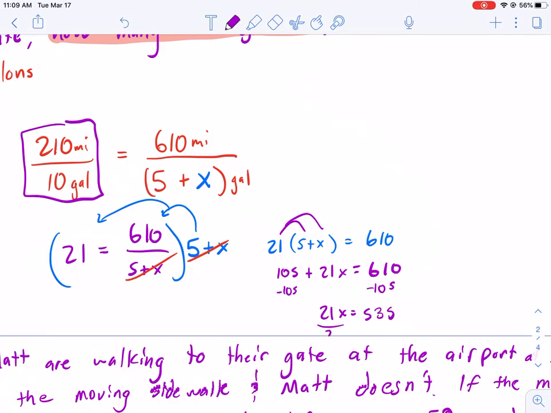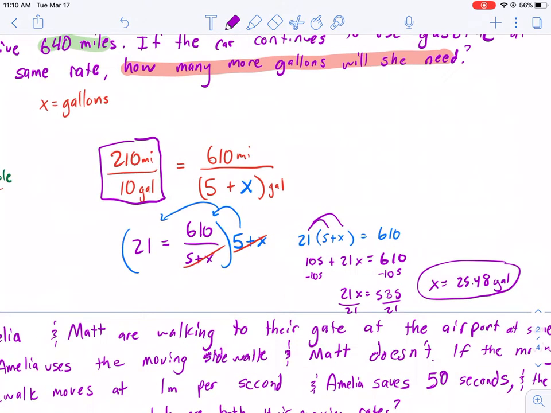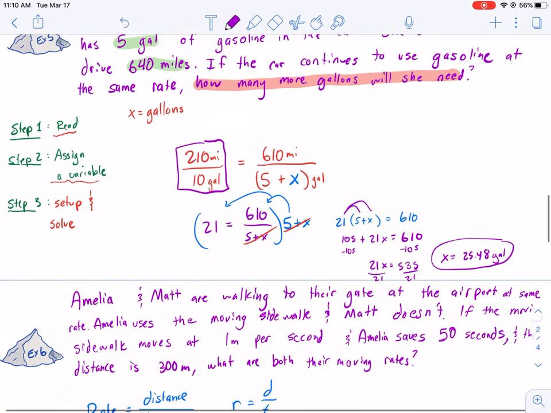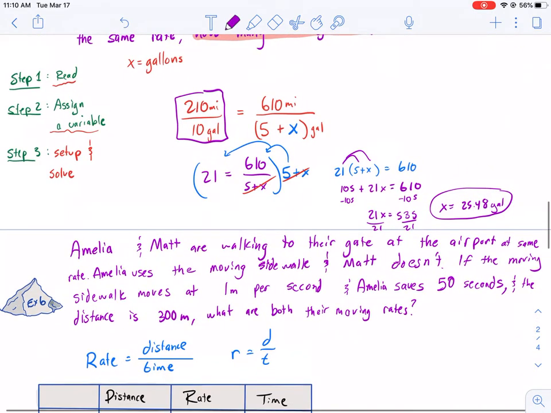535. Final step, divide by 21, and we get x equals, let me go over to my calculator. I type in 535 divided by 21, and I get 25.48 gallons. Make sure you include the unit. Okay, so that's how we do a problem like that.